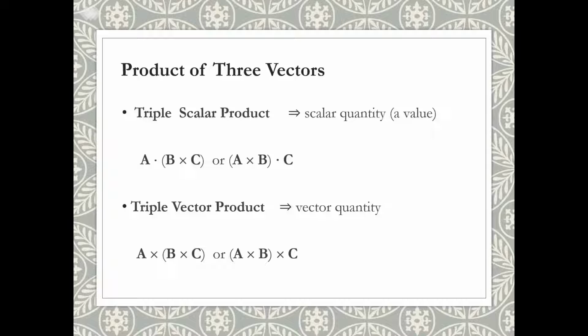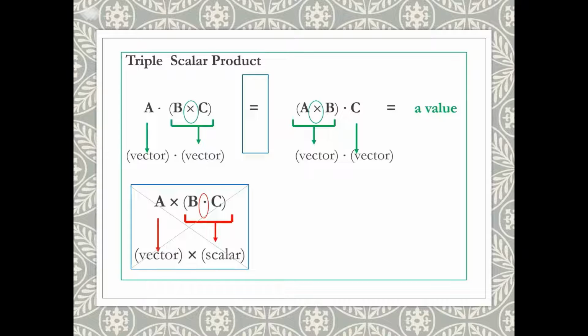The triple vector product is denoted by A cross in bracket B cross C, or A cross B then cross with C, and it possesses a vector quantity. Take note that for triple scalar product, the cross must always be inside the bracket. If the dot product is inside the bracket, the answer is undefined as a vector cannot be crossed by a scalar. Solving the cross product inside the bracket, you should obtain a vector. When a vector dot with a vector, it becomes a scalar, as this is referred to as scalar product.